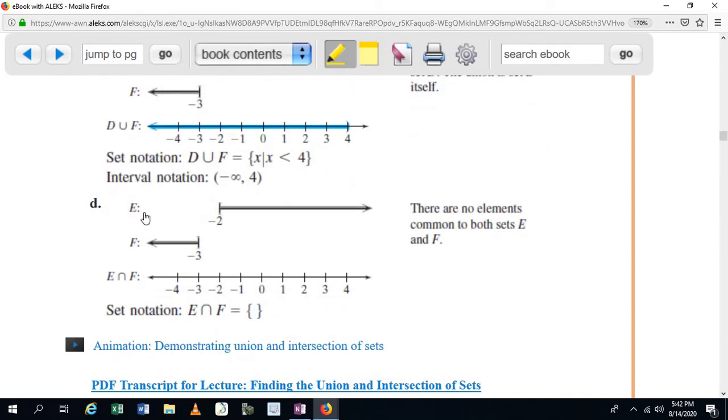Okay, D, we want E intersect F. So E is all the numbers from -2 and above, and F are all the numbers from -3 and below. And we want the intersection of those two sets. So if you draw this out on the same number line, you want to see where they overlap. So -2 and above would be all the numbers here. -3 and below would be all the numbers here. And you can see that those do not overlap. And so it would be the empty set.